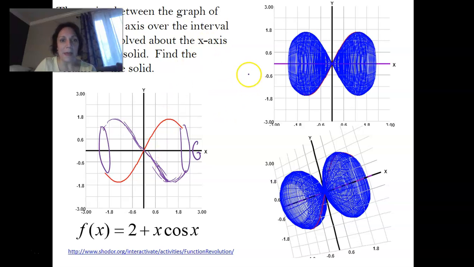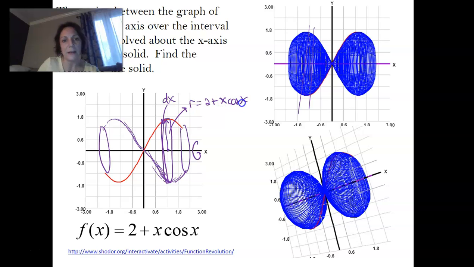I know that no matter where I slice this crazy shape, it's going to be a cylinder. And I know that my cylinder is going to be infinitely thin, in other words, have a width of dx, and I even know where its radius is coming from. It's going to come from the distance between the x-axis and the function. Boom! My radius is 2 plus x cosine x.